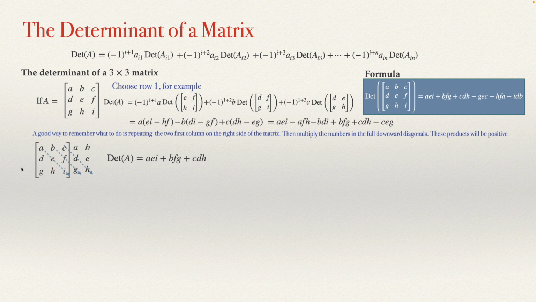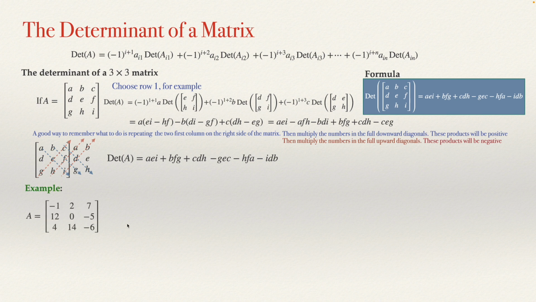And then the others, the upward diagonals: GEC, you see here, negative GEC, HFA, you see here HFA, so it will be minus. Then multiply the numbers in the full upward diagonals, and this product will be negative. So all these diagonals here: minus GEC, minus HFA, minus IDB. And that gives you how to compute a determinant of a 3 by 3 matrix.